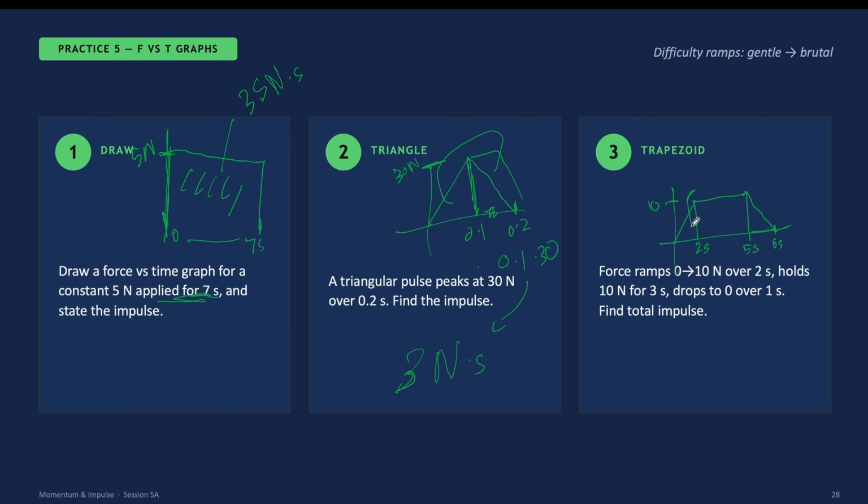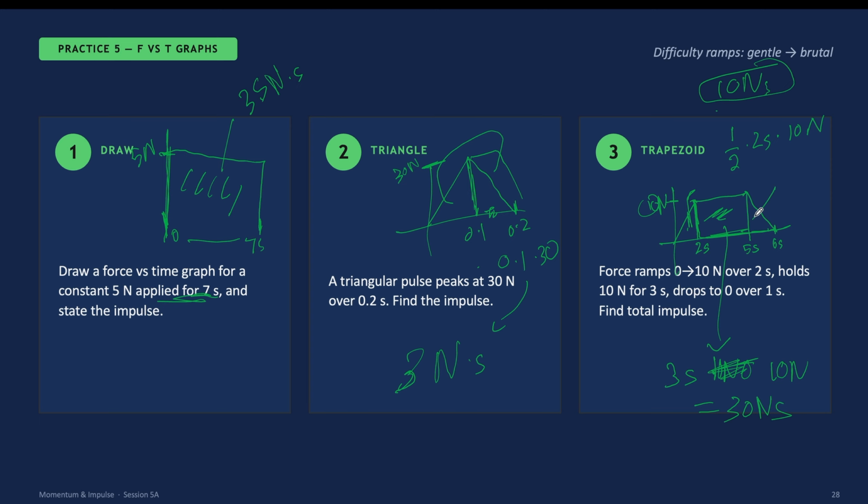So first I find the area of this triangle: 1/2 times 2 seconds times 10 newtons, or 10 newton seconds. And then the area of this rectangle. First I have to calculate the base, which is 5 seconds minus 2 seconds, 3 seconds, times 10 newtons, because that's the height. So 30 newton seconds.